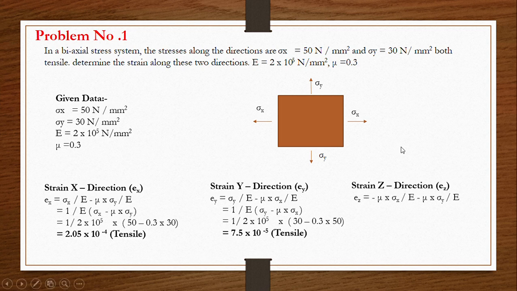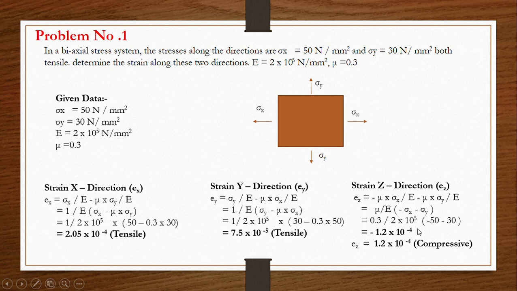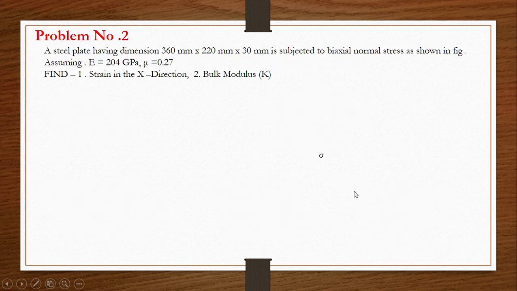The third one, as we mentioned, is epsilon z. So it is minus mu into sigma x divided by E minus mu into sigma y divided by E. Substitute the values, we get the answer minus 1.2. Here we get the answer minus 1.2, so hence it is denoted as negative. So it is compressive. So this is a basic numerical in which we have to calculate the strain in x direction, strain in y direction, and strain in z direction.